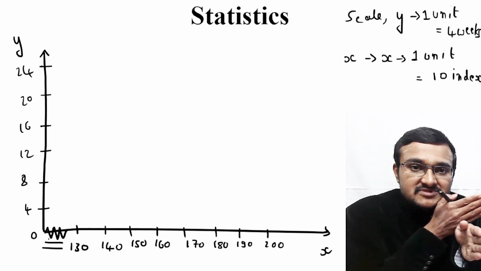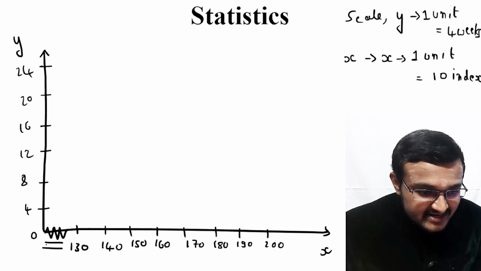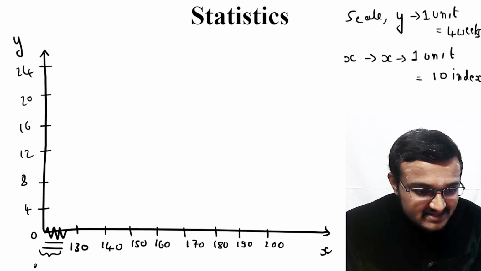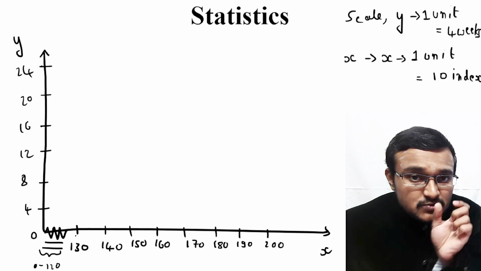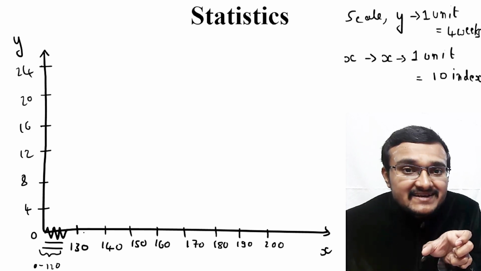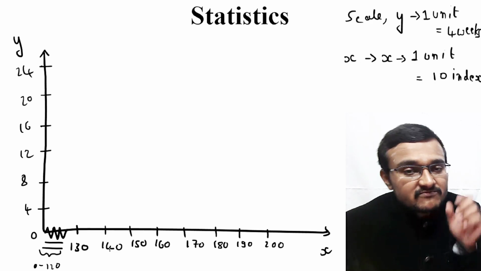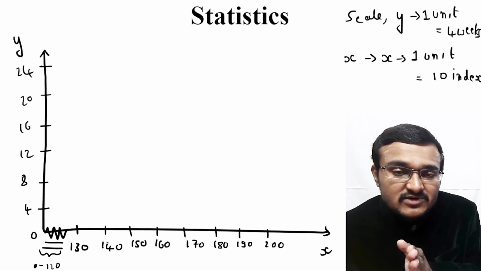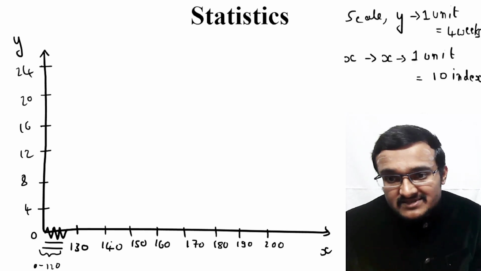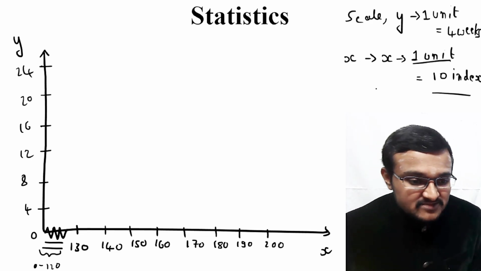That means that it contains from 0 to 120, and the next point is 130. So this breakpoint indicates it is from 0 to 120, and after 120 there is 130. So each 1 unit on the x-axis is 10 index. The difference between 130 and 140 is 10. The difference between 140 and 150 is 10. The difference between 150 and 160 is again 10. So that's why 1 unit is equal to 10 index. So this is what I had to explain here.